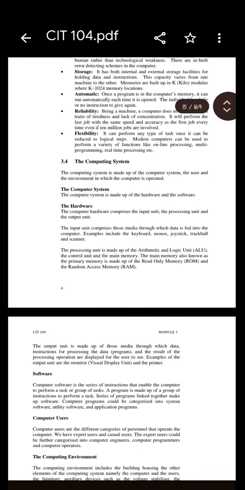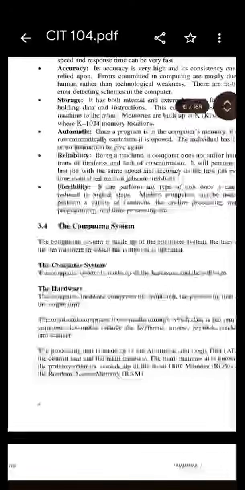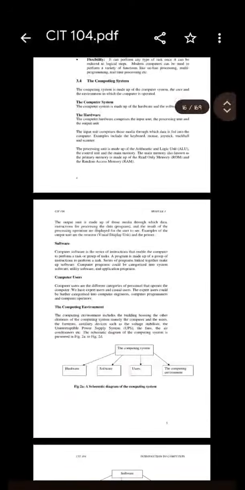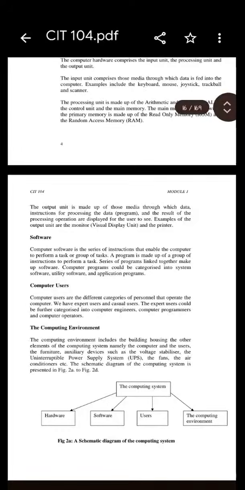Understand what I mean? See the topic here. So we users, we are part of the computing system. But there are different categories of computer users. We have the professionals. We have the casual users. So some of us have not yet acquired knowledge.